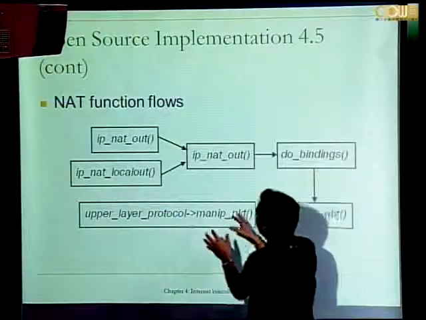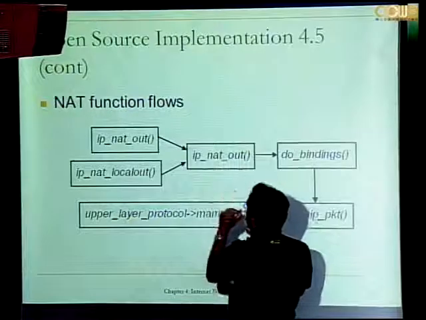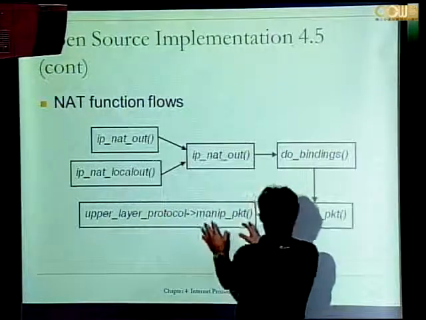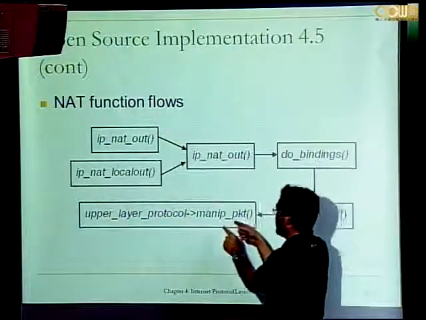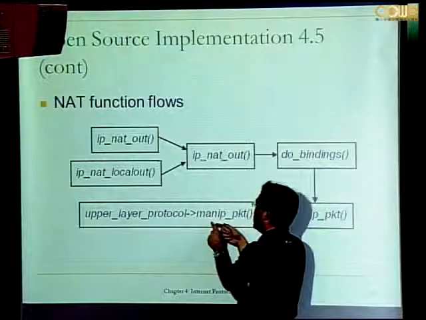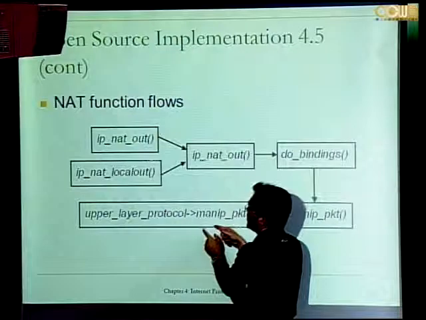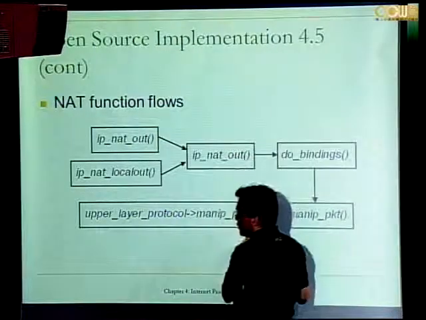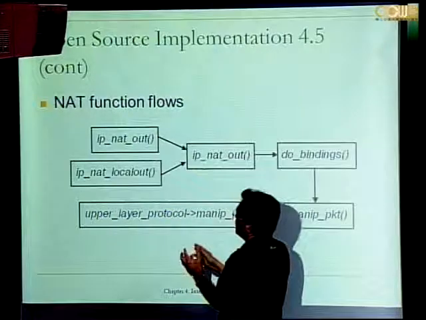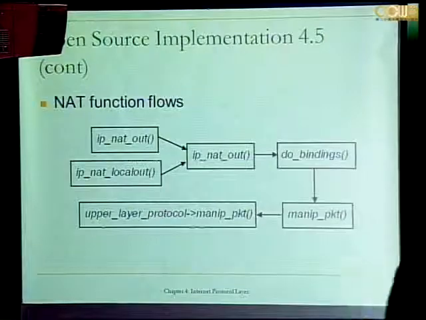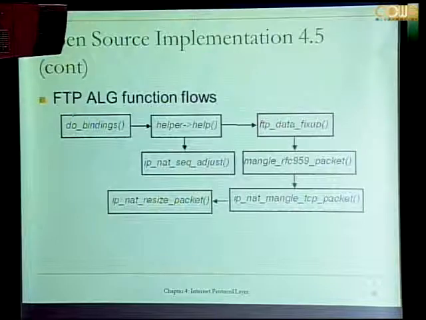So you do the translation on the source address or destination address, and there's a part that you need to manipulate the upper layer to look inside to see if the application layer is FTP, then you should call a set of functions to handle the translation. If the application is ICMP, then you call another set of functions. So that's the upper layer manipulation.